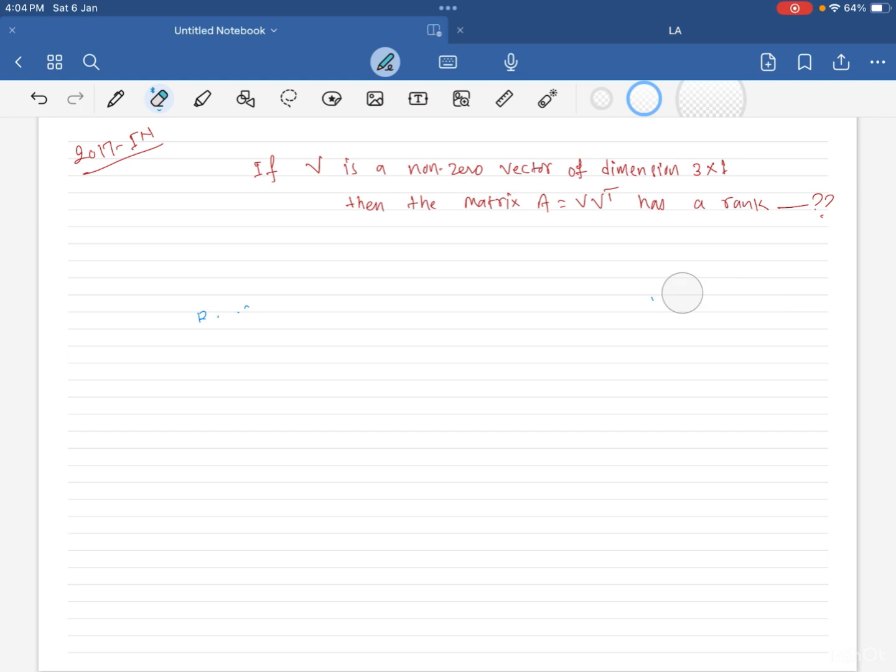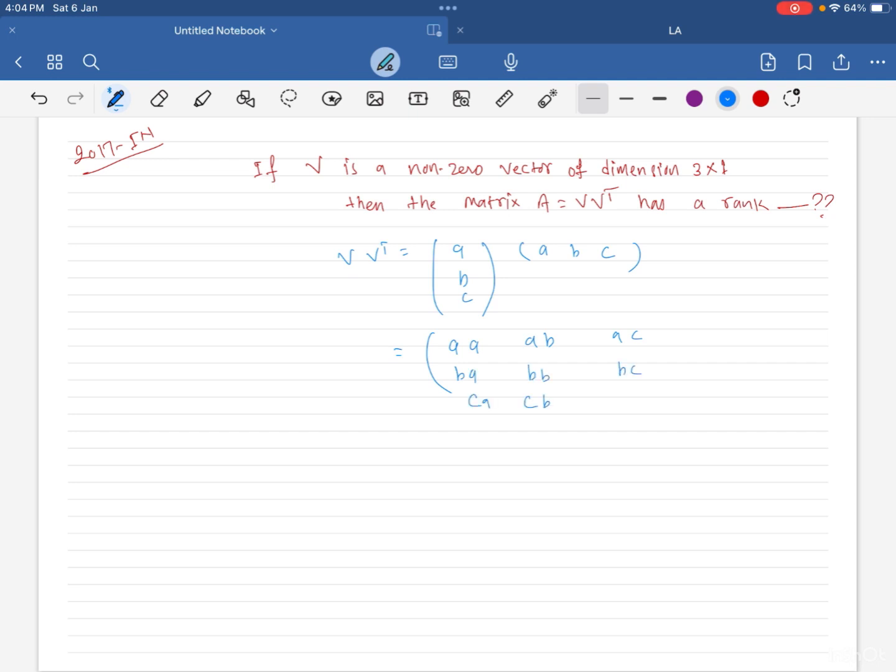And another way you can look at this: V into V transpose, right? So you can take A, B, C, and that is V, and V transpose would be A, B, C, right? Do the multiplication. So it would be A times A, A times B, A times C, B times A, B times B, B times C, C times A, C times B, C times C, right? So you can write this matrix as a linear combination, right?